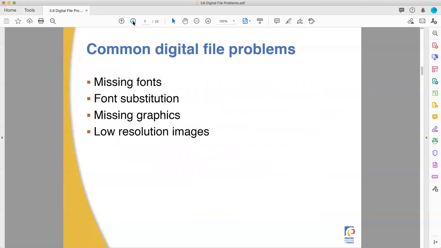So here are some of the most common problems. You'll find that you're missing fonts. You'll find that fonts are substituted. You'll find that graphics are missing and that there are low resolution images included. Those are four main problems.